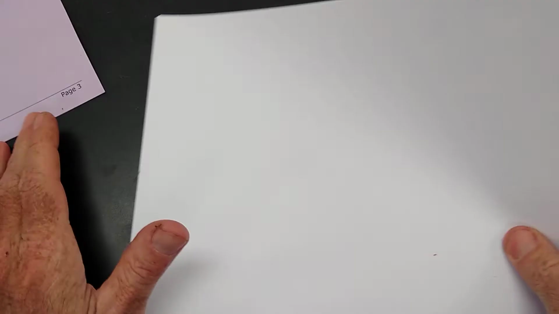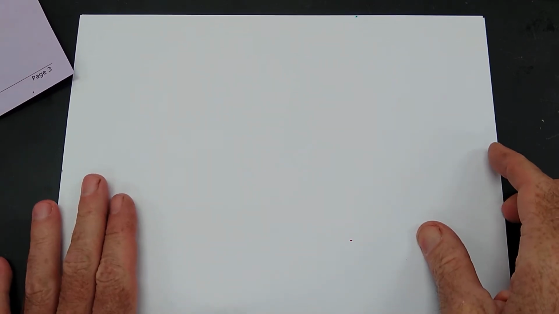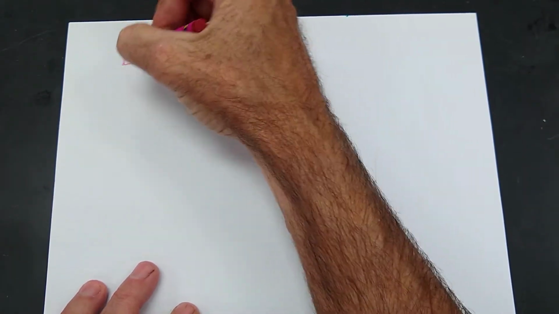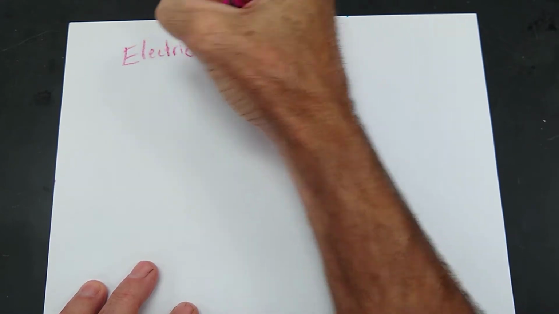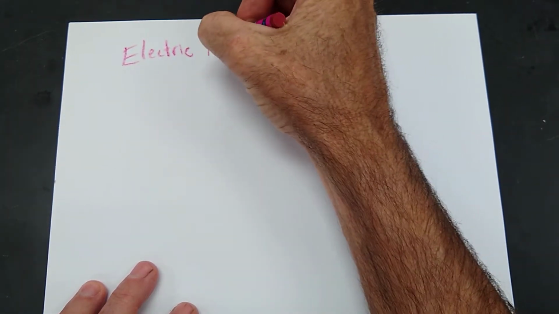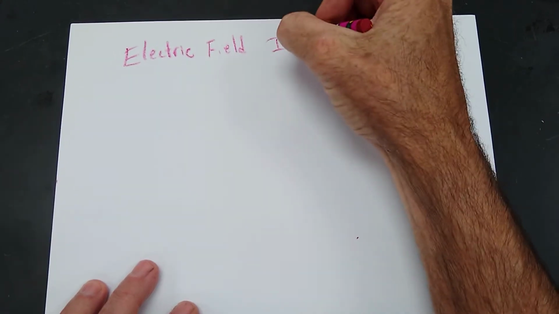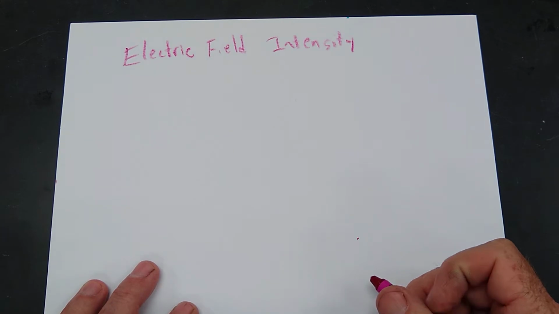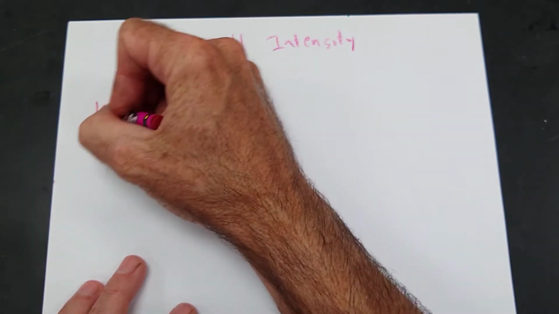What's up, everybody? Let's talk some more about these electric fields and electric field lines. We've taken a look at these formulas for point charges, or charges in free space. And let's talk about some math that we can do with this. So we're talking about electric field intensity, or the magnitude of the electric field, and we're going to use the letter E, okay?